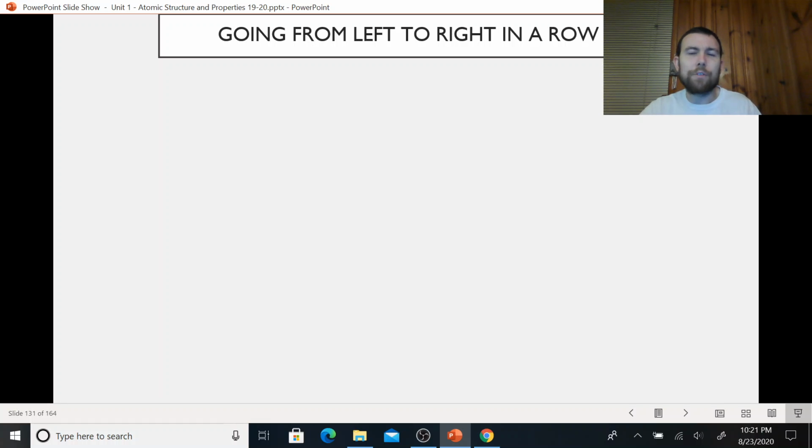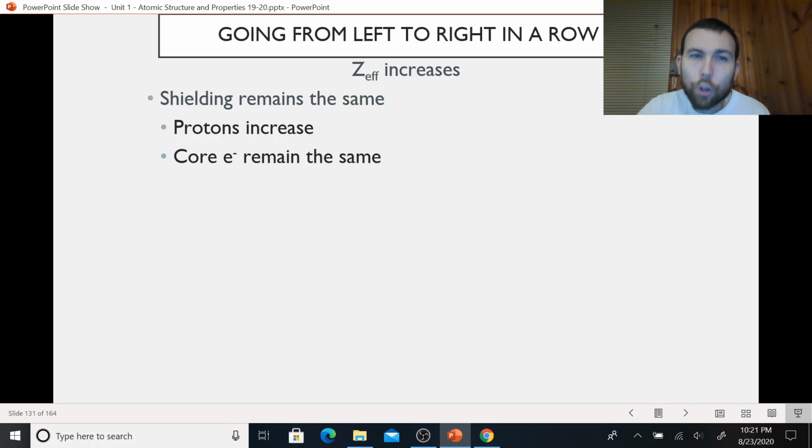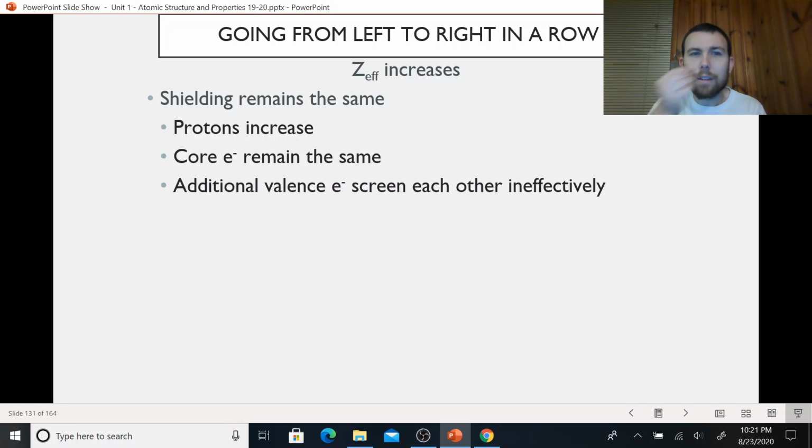Now, as we're going from left to right in a row on the periodic table, what we should see is effective nuclear charge increases. Shielding remains the same. As we go from left to right, the number of protons in the nucleus increases. The core electrons remain the same as we move left to right. And so as a result, we have to think about, what about the screening of those valence electrons? Well, the reality is those additional valence electrons don't really screen each other all that well, so it's rather ineffective.